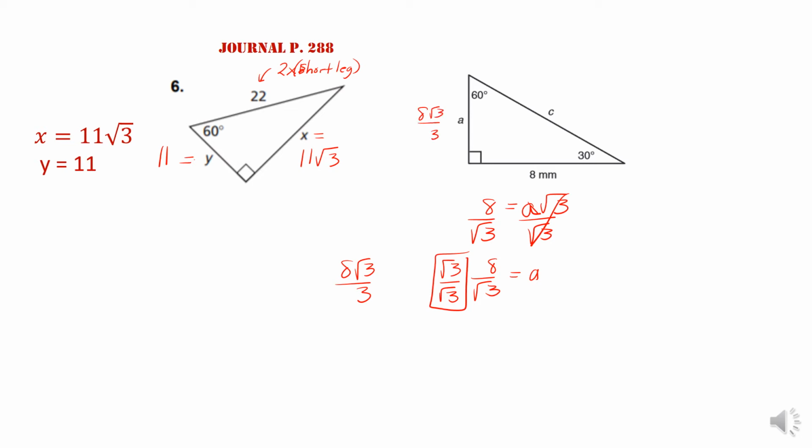And then all I have to do to get c is multiply it by 2. So I get 16 square root of 3 over 3. And you can just leave it in that form for me. You don't have to make it into a decimal or anything else. Then we are done. Okay?